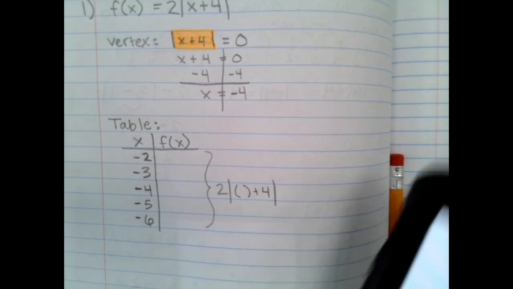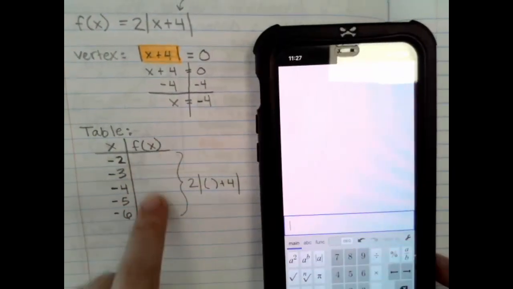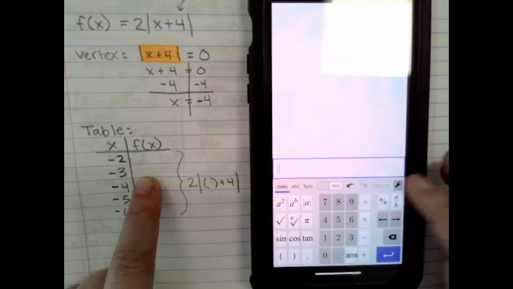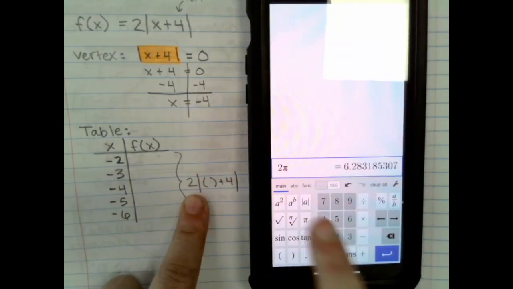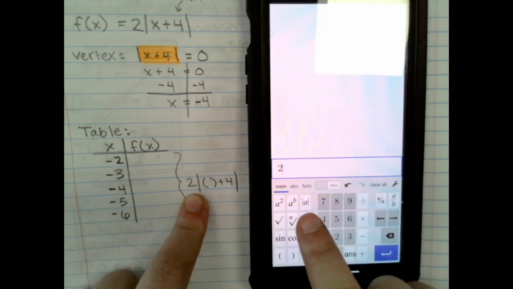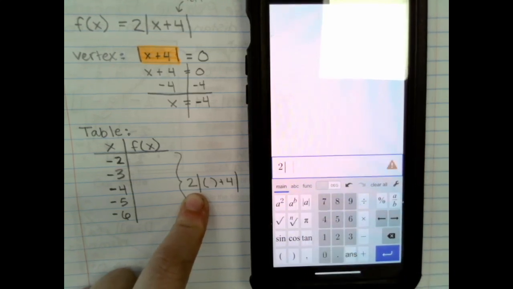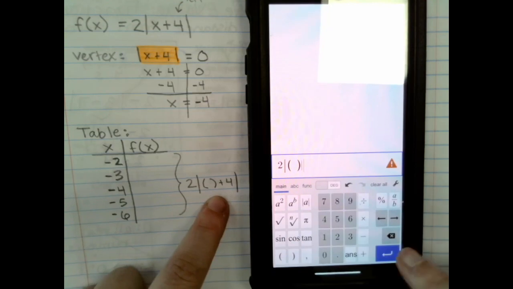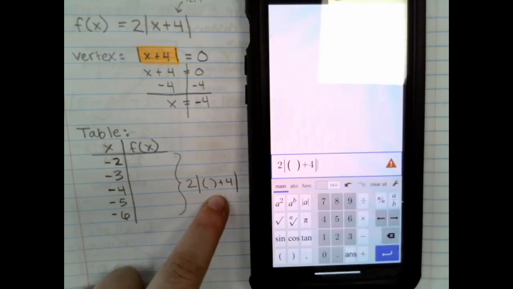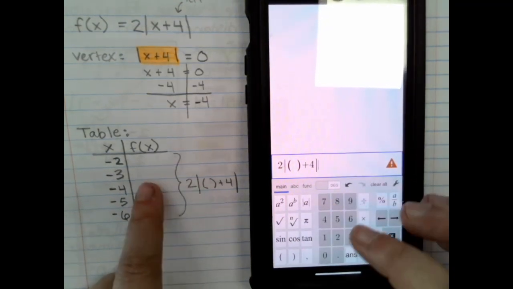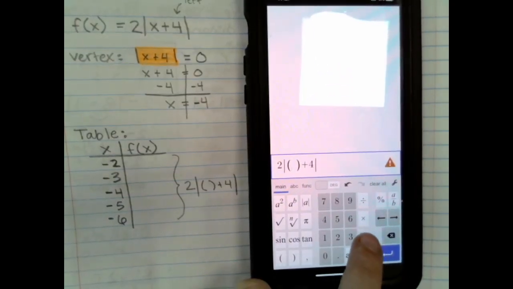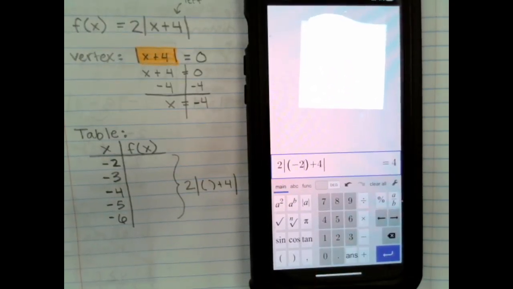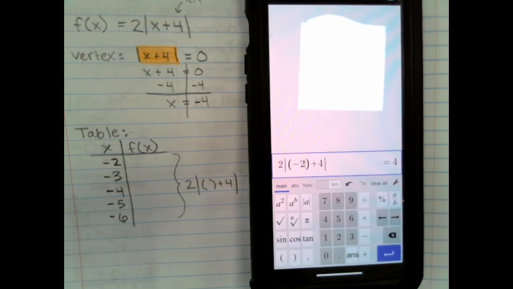So we put the answers in this column, yep. So in Desmos here, I'm going to do 2, absolute value. It's this A button right here. Whoops, that's pi. This button right here. Absolute value. I'm going to do parentheses plus 4, absolute value. And then instead of the parentheses, what number should I put in first? Negative 2. Put in negative 2, and we get out positive 4.